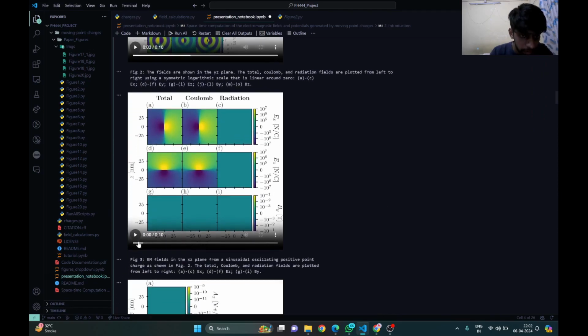So this is the EM fields. This is the total field, the Coulomb field, and the radiation field. Notice how the radiation field is 0 in the start. This is before the charge starts moving, while the Coulomb field does exist before the charge starts moving.